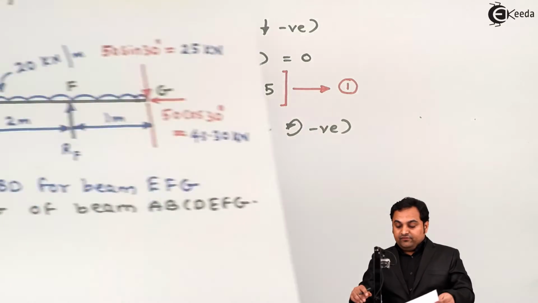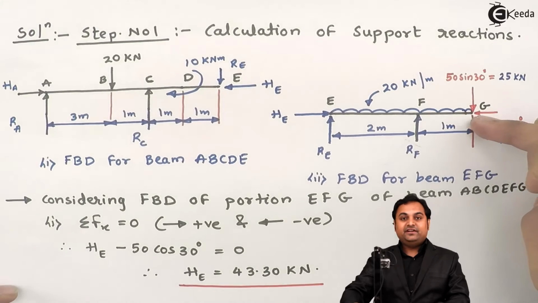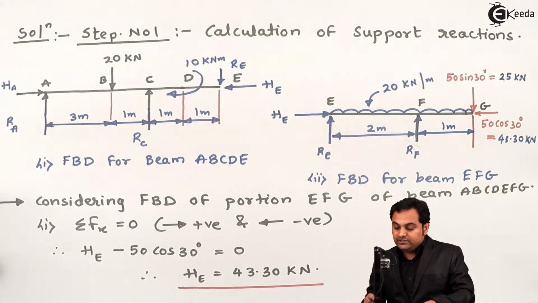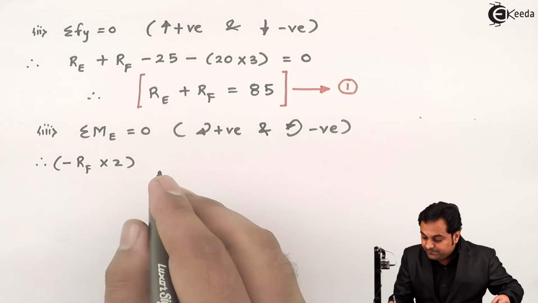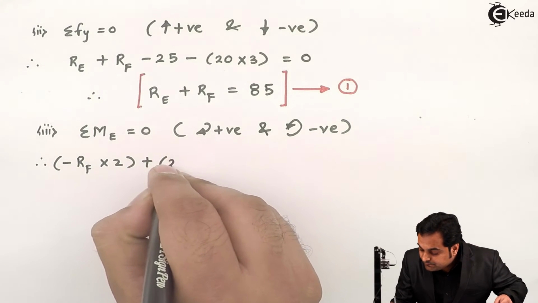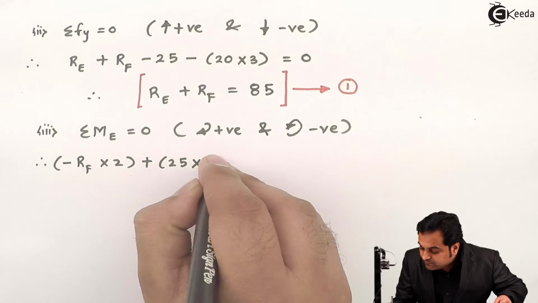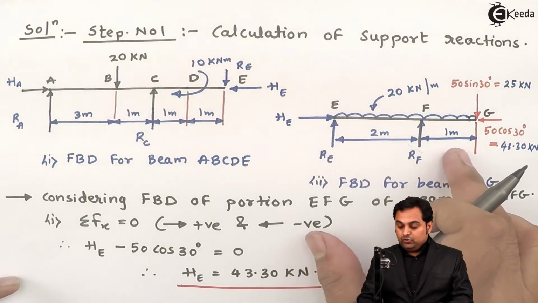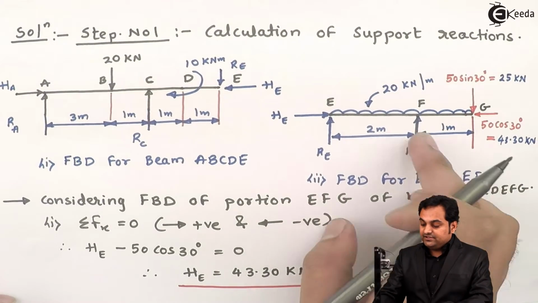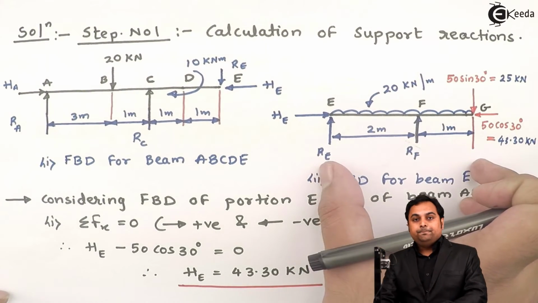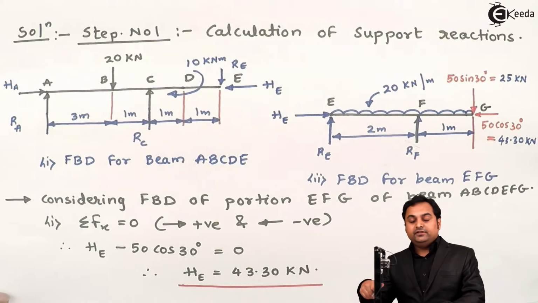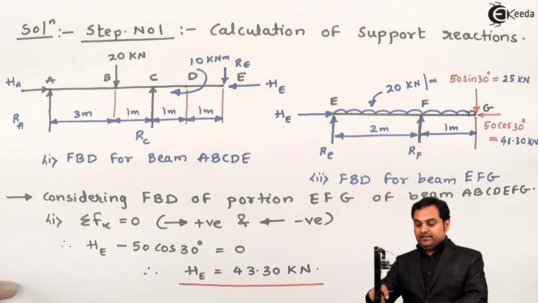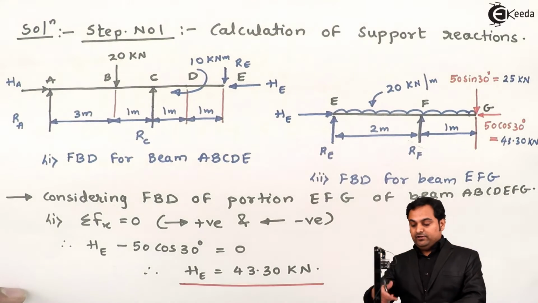Then 50 sine 30, that is 25, it is acting downward, and when I take the moment at point E it is clockwise, so plus 25 into 3. Then there is UDL whose value is 60, that is 20 into 3, and the UDL which I convert into point load will be acting downward, and when I am taking the moment at point E it will be clockwise.